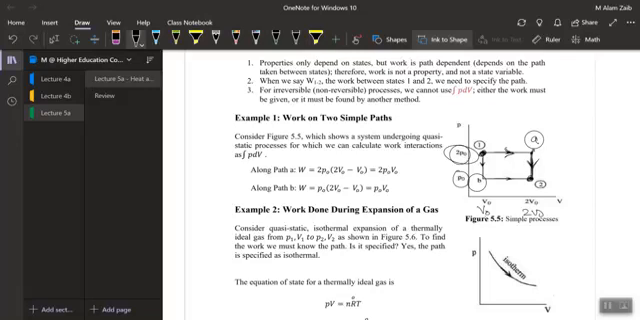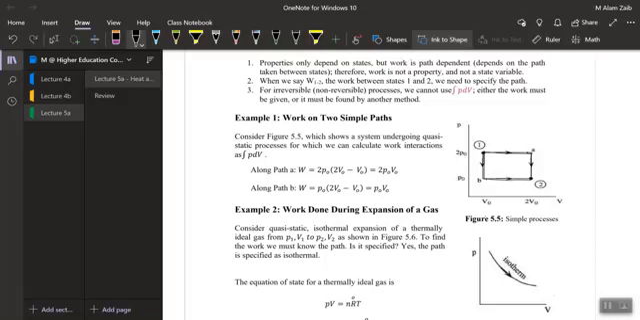In the second path, path B, I first drop my pressure from 2 P naught to P naught while keeping the volume constant at V naught. In the second phase, I keep the pressure P naught constant while changing the volume from V naught to 2 V naught. So in path A, I change the volume at constant pressure, then keep the volume constant and change the pressure. In path B, I first change the pressure at constant volume, then keep the pressure constant while changing the volume. So these are different paths.